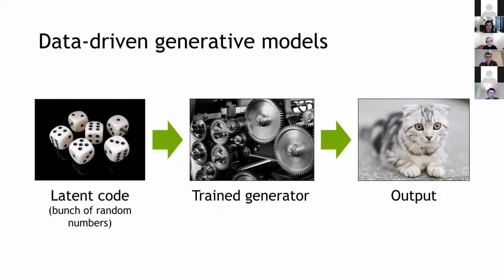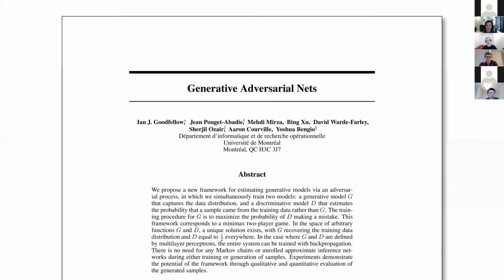Generative models have been studied for decades, but the recent success is largely a result of a breakthrough that came in 2014 with the introduction of generative adversarial networks.